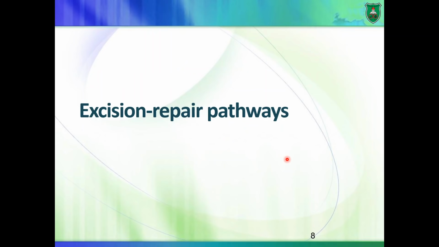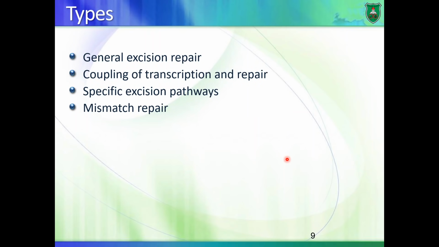Okay, so let's talk about the excision repair pathways, and there are different pathways that we need to talk about. We have a general excision repair pathway, we have a specific excision pathway, we have mismatch repair, and we have a coupling, a mechanism by which we can couple DNA repair and transcription together.